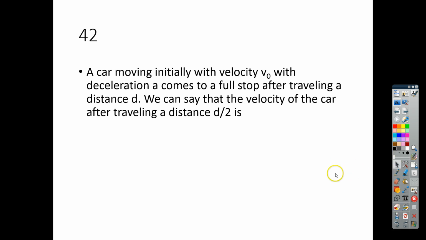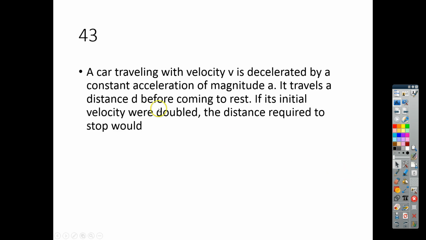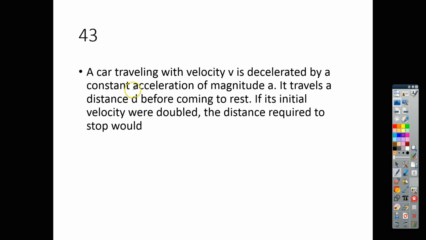For number 43, very similar question. A car is traveling with velocity v. It's decelerated by a constant acceleration of magnitude a. It travels a distance d before coming to rest. If you double its initial velocity, the distance required to stop would do something. So with this next one, number 43, we need to do a little bit of math to help us a little bit. We're going to say that Vf squared is equal to Vo squared plus 2 times acceleration times distance.